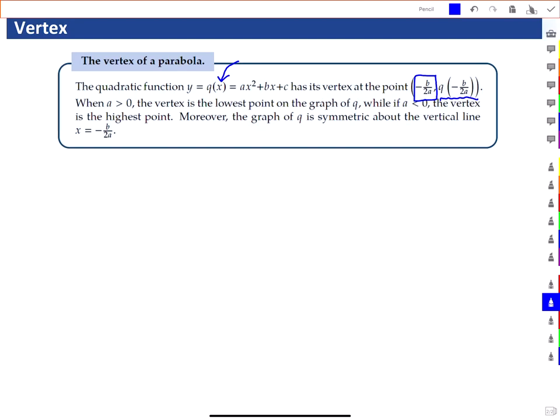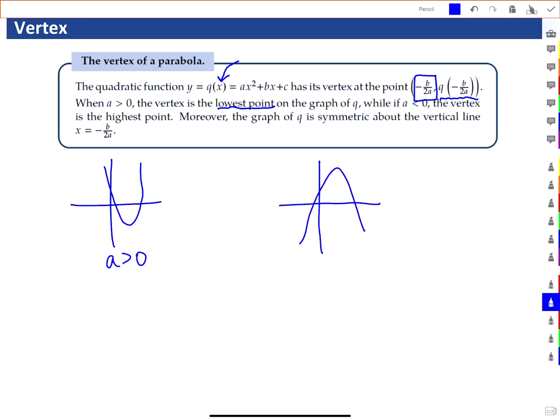All right, when a is greater than 0, the vertex is the lowest point. So the lowest point would be the parabola that had it at the bottom. This would be this type of parabola, so this would be a is greater than 0. Well, if a is less than 0, the vertex is the highest point. I think I actually had it on the other side, but that's okay, it would be this one. So this is a is less than 0. Okay, so there's our vertex.